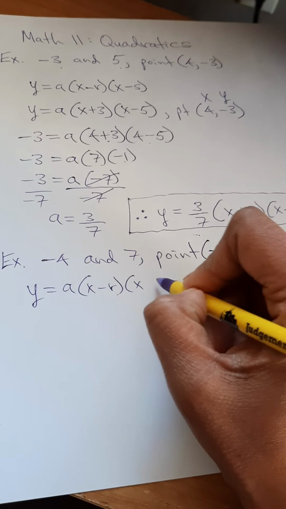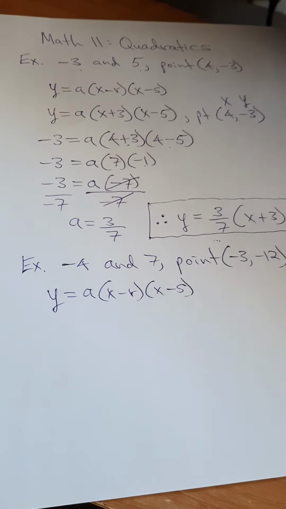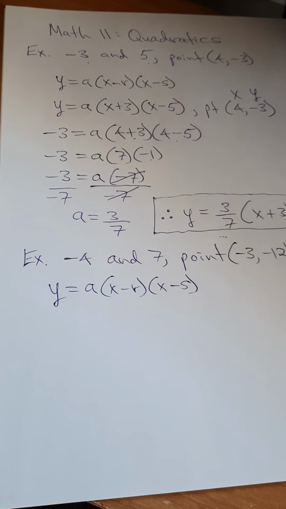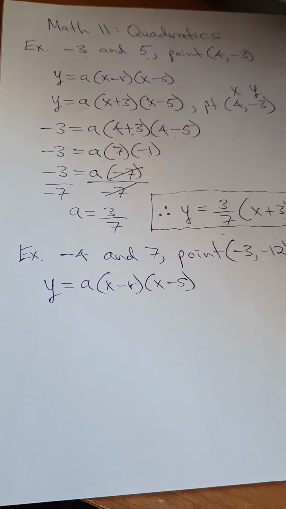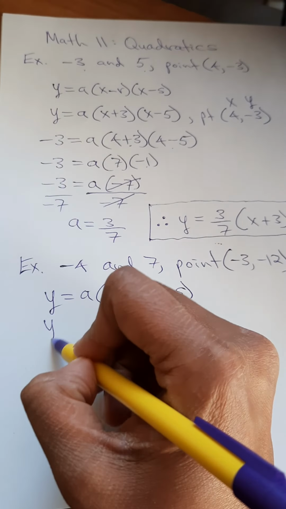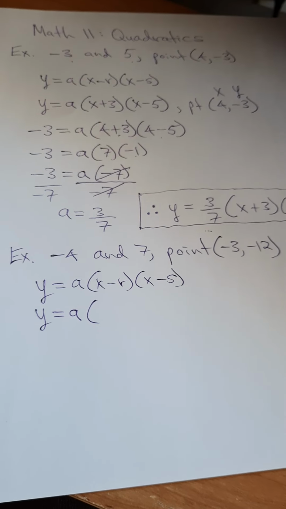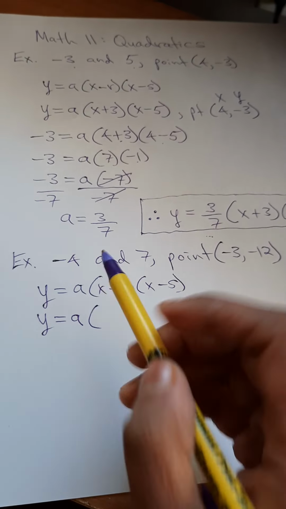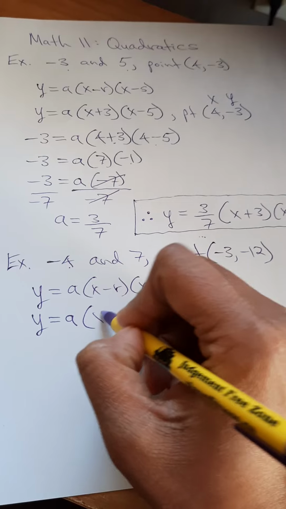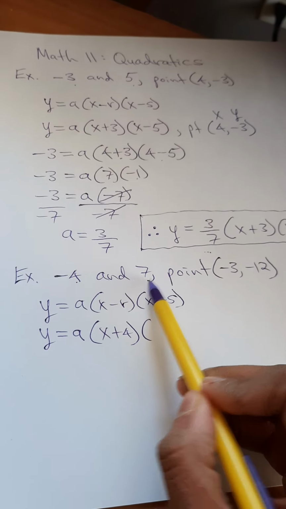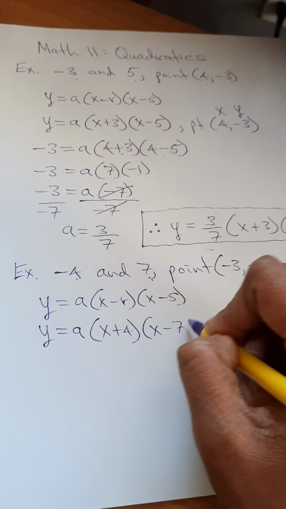Okay, I always write out the generic equation, okay? And notice that the generic equation, both of the values are negative. It's x minus r and x minus s, okay? In the second step, I want to just plug in my x values for the intercepts. Make sure you change the sign. So x equals -4, x plus 4. And right here, it's x equals 7. So it's going to be x minus 7.